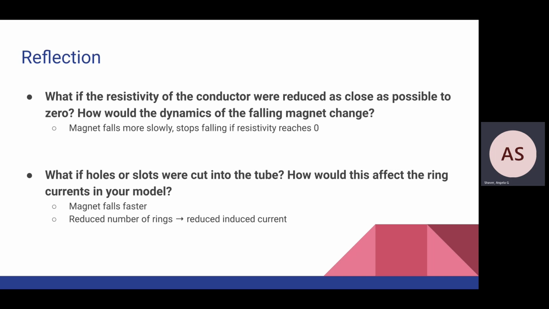And then if there were holes or slits cut into the tube, this would result in the magnet falling faster, and the reduced number of rings would cause the induced current to also be reduced.